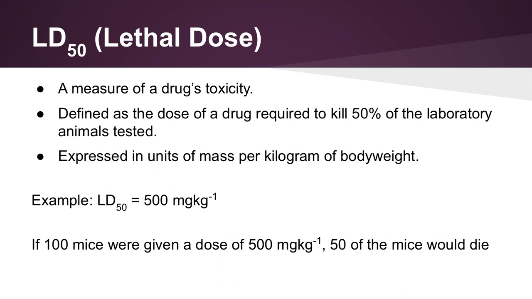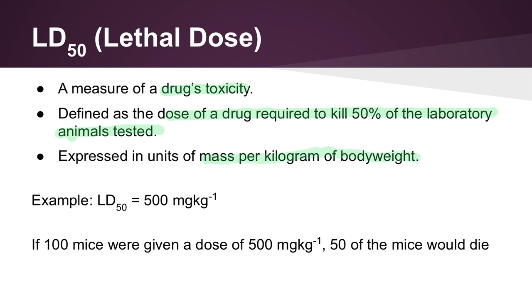So there are a few different measurements that are used in medicinal chemistry when we talk about different dosages. The first is the LD50, LD standing for lethal dose. And 50 means that basically this is defined as the dose of drug required to kill 50% of the lab animals that are tested. Now that's pretty horrible. We are killing animals here in order to determine what the LD50 is. But this is a really good measure of the drug's toxicity. Basically, it's expressed in units of mass per kilogram of body weight.